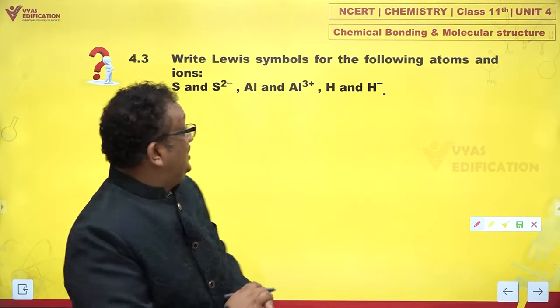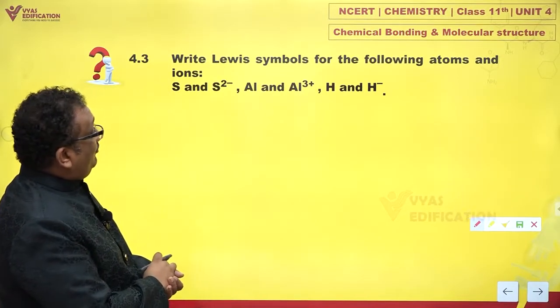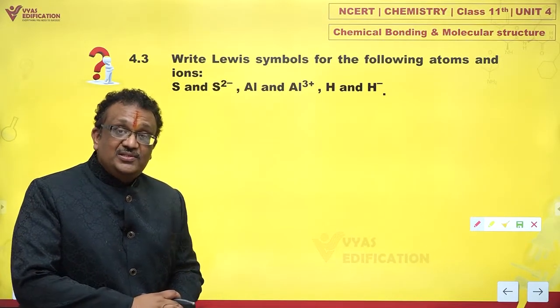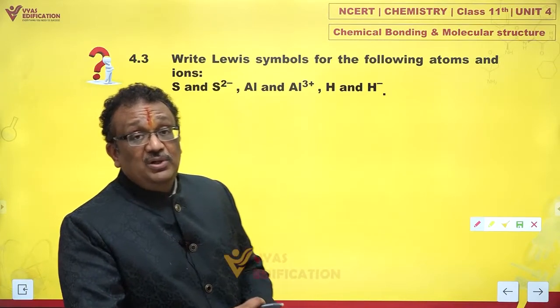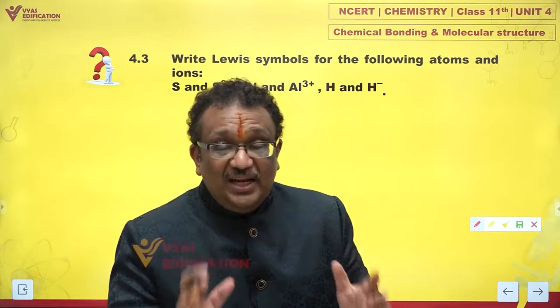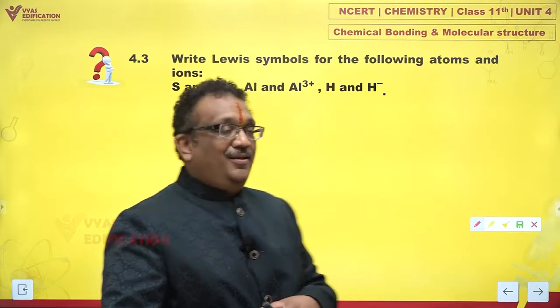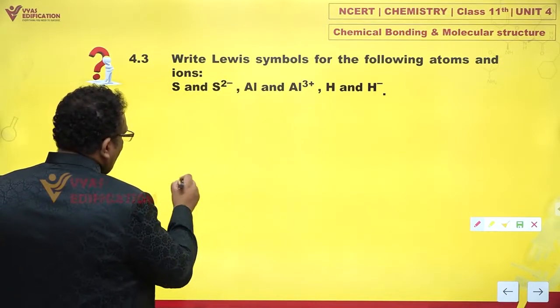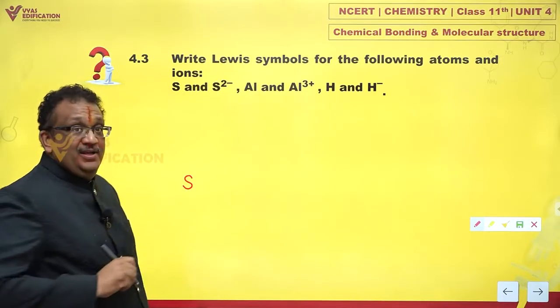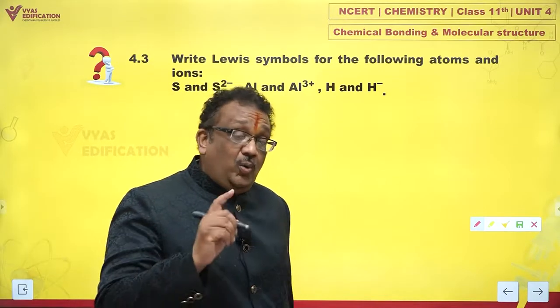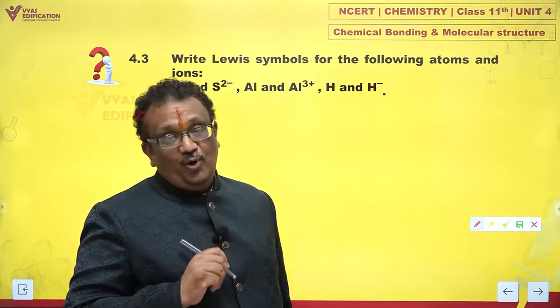The question says, write Lewis symbols for the following atoms and ions. And how do we write down the Lewis symbols? We write down the number of valence electrons as dots, right? So if you say sulfur, now sulfur belongs to group 16. How do I know this? Because I have memorized the periodic table.